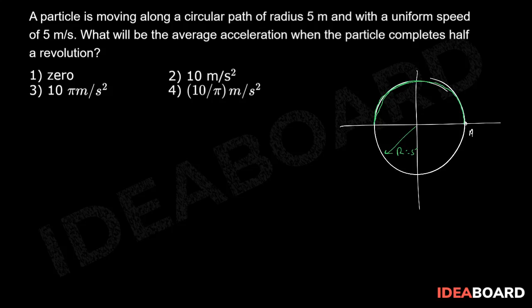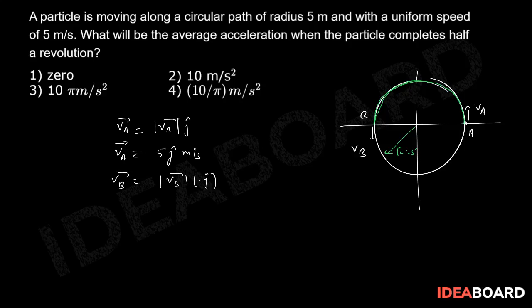So clearly, first of all, we can find the velocity at point A. Let's say the velocity at point A is VA, and let's say this point is B, so the velocity is VB. So VA can be written as mod of VA into the unit vector, that means j cap. That means vector VA will be 5 j cap meter per second, because the mod is the same, uniform speed, which is 5 meter per second. Similarly, VB can be written as mod of vector VB into minus j cap, the unit vector is in the negative direction, so this would be minus 5 j cap meter per second.